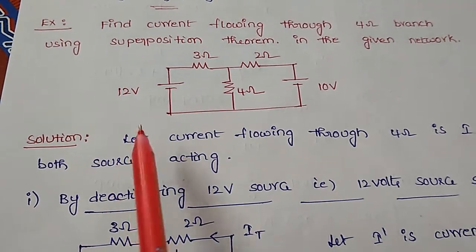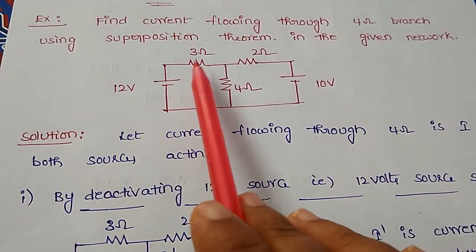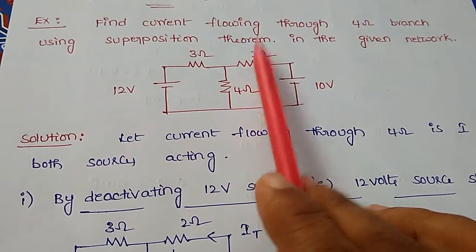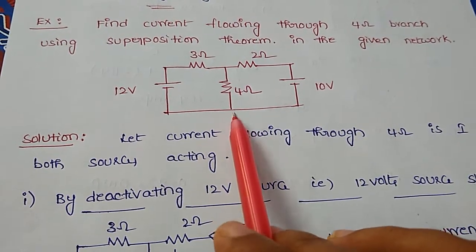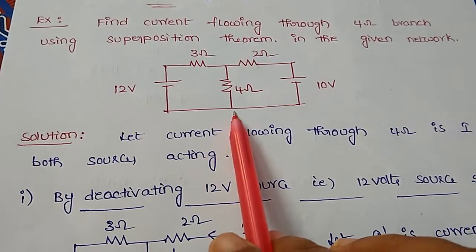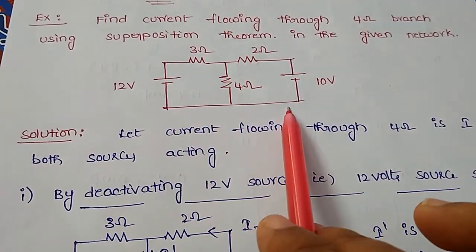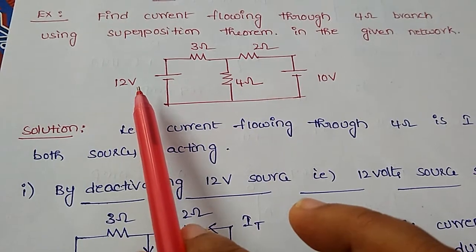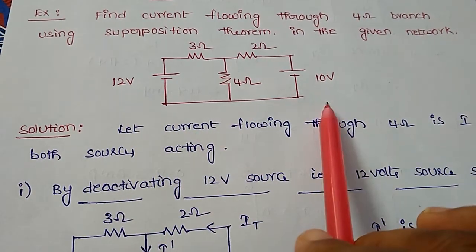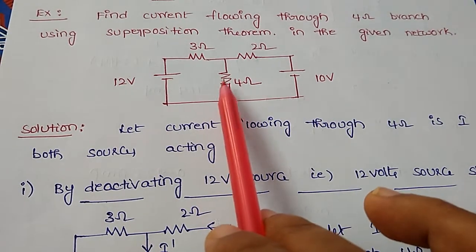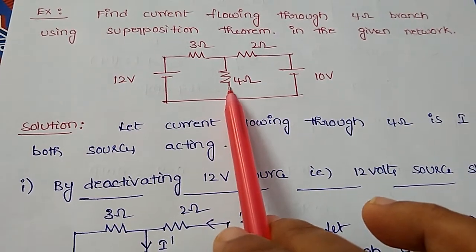Hi, in this session, let us see how to apply superposition theorem to find the response through any one of the branches in a given DC network. So here, this is our DC network. It consists of two sources, a 12 volt source and a 10 volt source, and we need to calculate the current flowing through the 4 ohms branch.